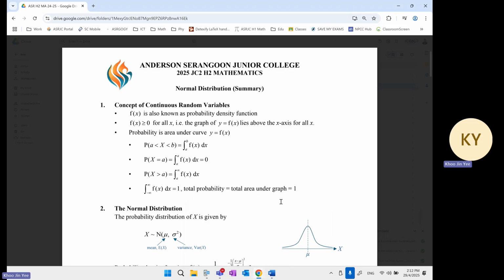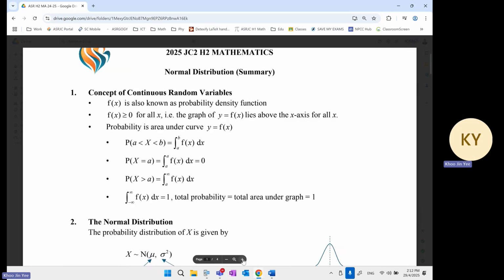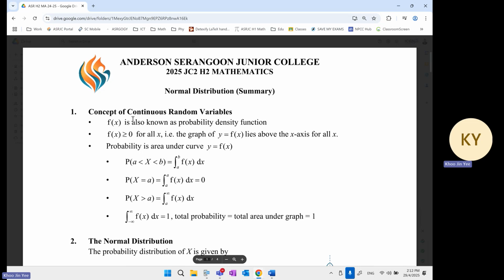Let's take a look at the first concept for normal distribution. We need to talk about this concept called continuous random variable. Now, this is a bit different from discrete random variable. A discrete random variable takes in whole number values, or certain values, but it's countable. You can count them in some sense.